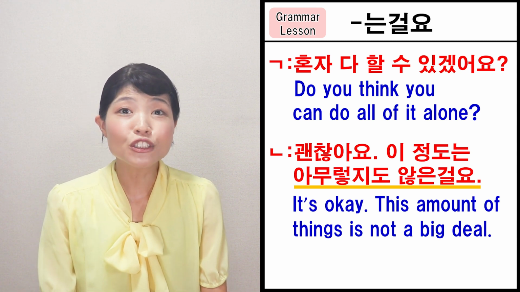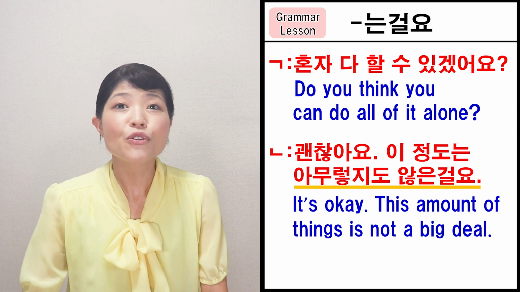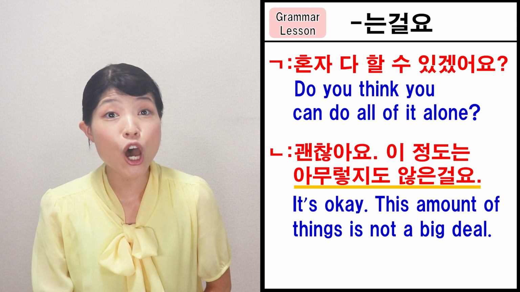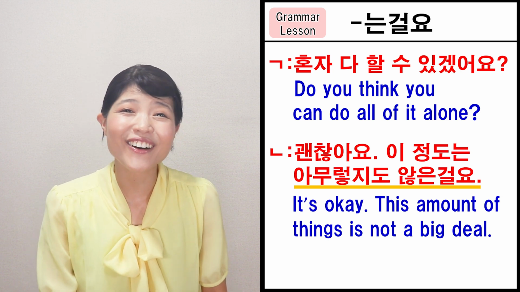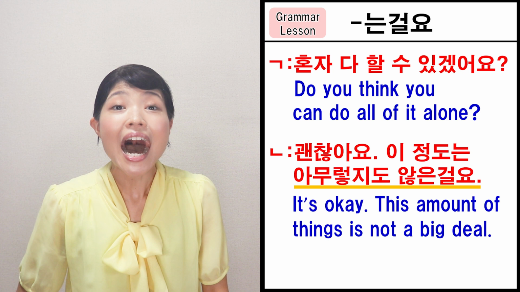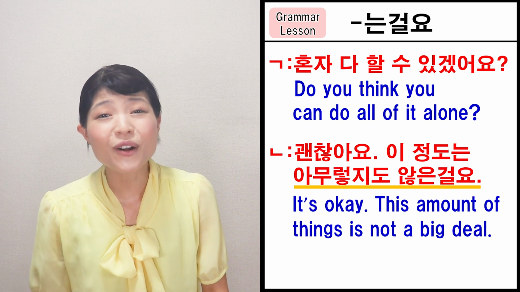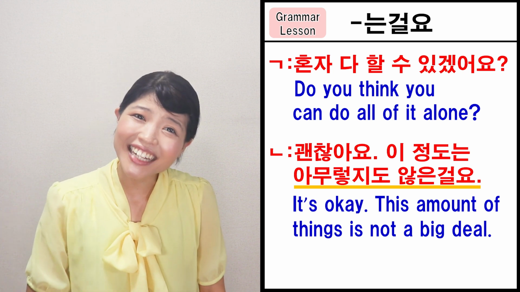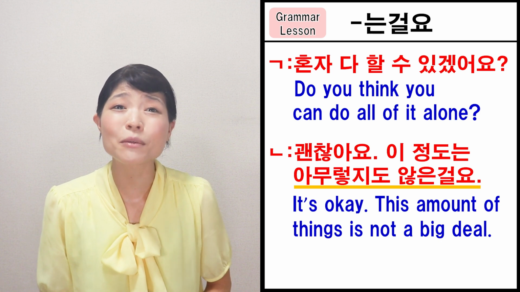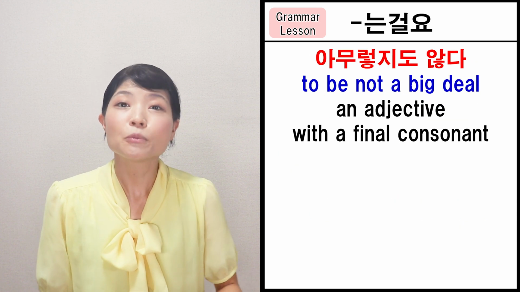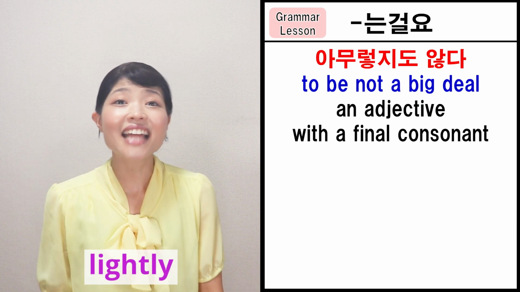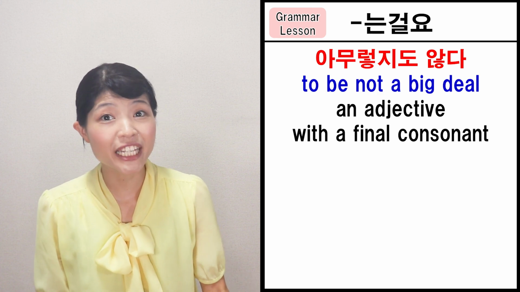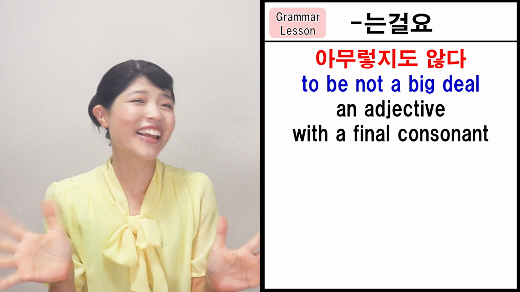혼자 할 수 있겠어요? Do you think you can do it all of it alone? 괜찮아요. 이 정도는 아무렇지도 않은걸요. It's okay. This amount of things is not a big deal. Here, the speaker is lightly telling his or her opinion, saying it's not a big deal.